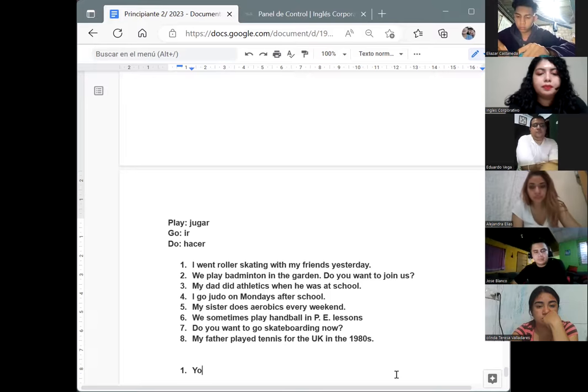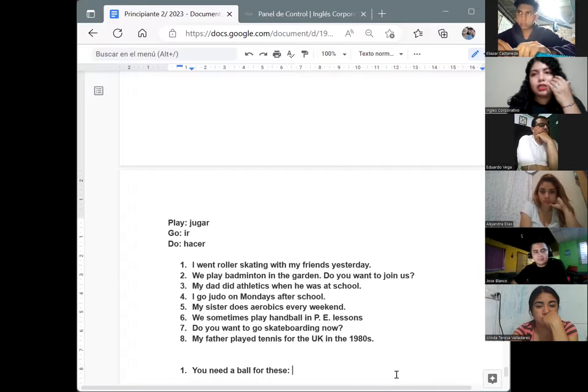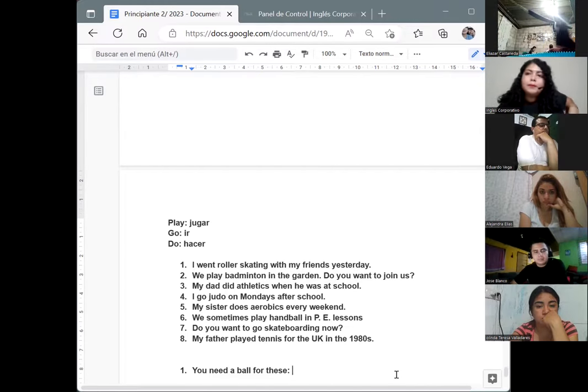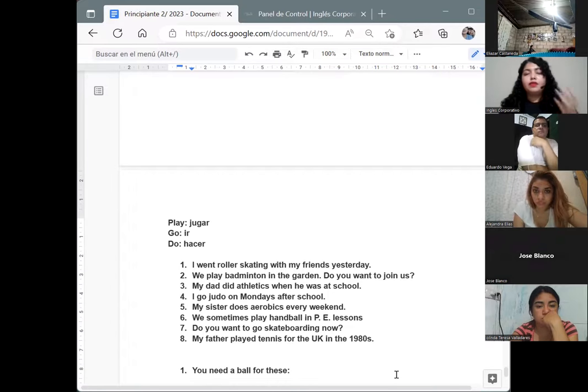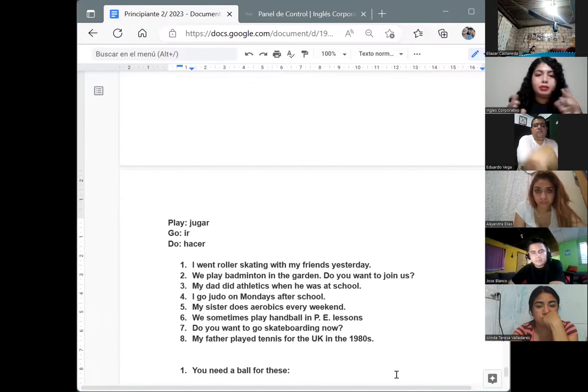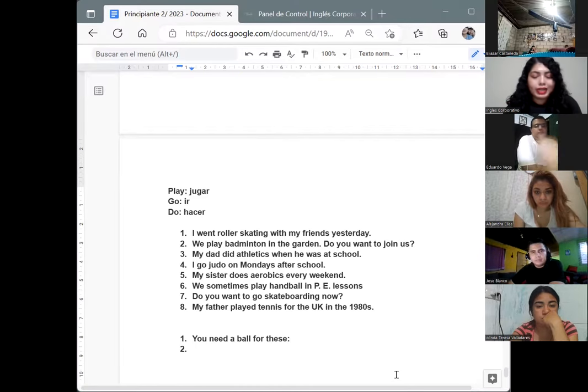You need a ball for this. Necesitas un balón para estos deportes. ¿De qué deportes estamos hablando? Fútbol. Básquetbol. Voleibol. Very good. Handball. Exactly. Muy bien. Tenemos ahí fútbol, basketball, voleibol and handball. Vamos con la segunda categoría.